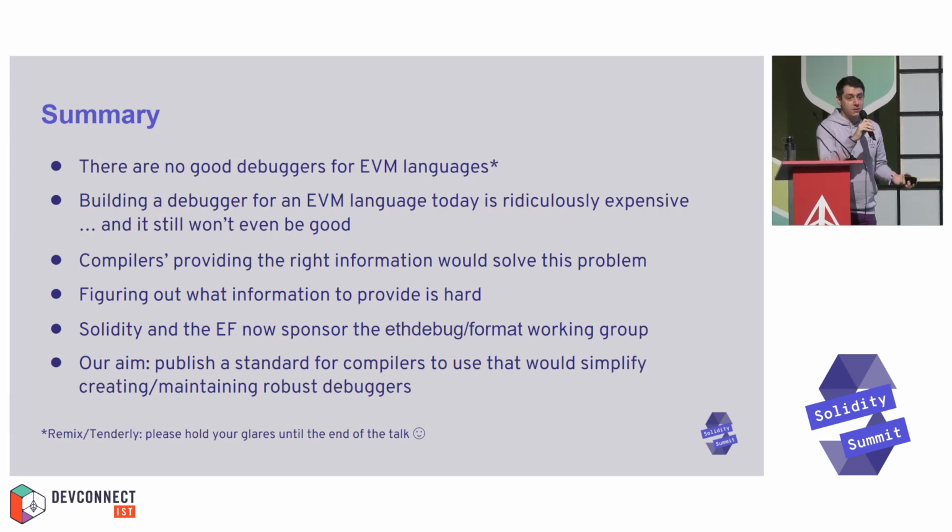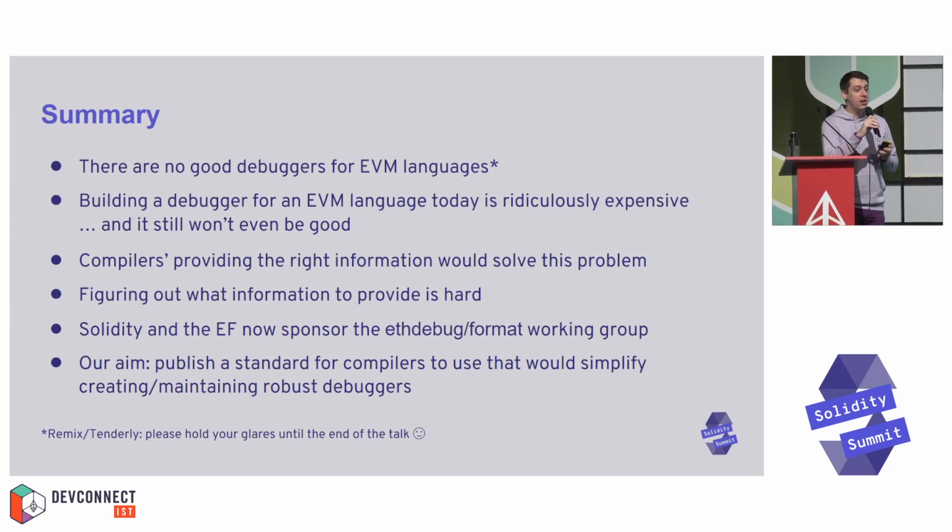Basically, there are no good debuggers for EVM languages. And if you want to make a debugger for an EVM language, you have to spend a lot of money and you still won't have a good debugger. To make matters worse, the compilers know information that would make a good debugger, inherent to the process of being a compiler. Compilers have to keep track of when structs go on the stack, what that struct was, where it was defined, all of the stuff that you would want to know if you're looking for a bug. Unfortunately, compilers don't output that today, in part because encapsulating that information and designing a format that is sufficient for debugging is not trivial to do.